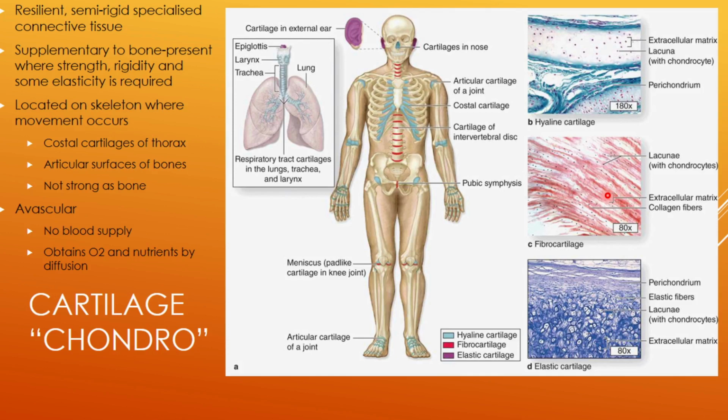Now, cartilage. We will talk about cartilage a lot, again, when we're looking at musculoskeletal anatomy. So things that are related to cartilage have the prefix chondro.